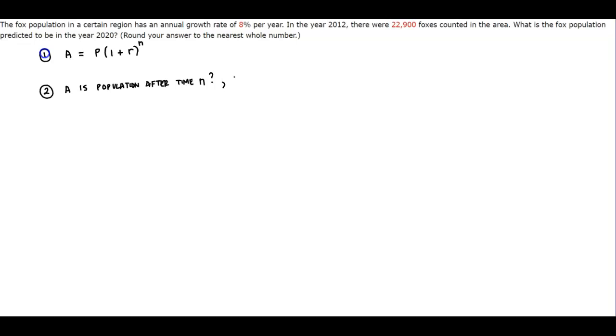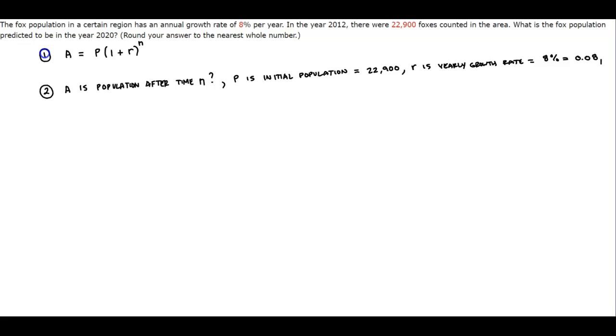We know that P is going to represent the initial population. And so the initial population in 2012 is 22,900. And then we have the yearly growth rate. So R is the yearly growth rate, which is equal to 8%, which we can write as a decimal as 0.08.